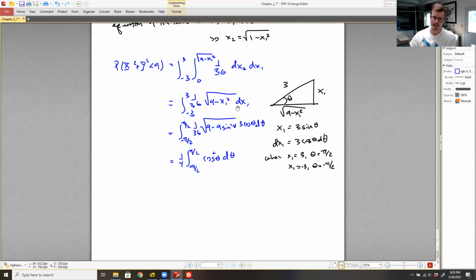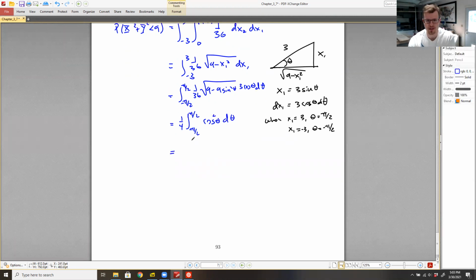All right. Now, in order to find this, we have to use our techniques for finding trigonometric integrals. So we actually have to rewrite this without the square, which we can do. So this is 1/4 times the integral from negative pi over 2 to pi over 2 of 1 plus cosine 2 theta divided by 2 d theta. And then we can evaluate that.